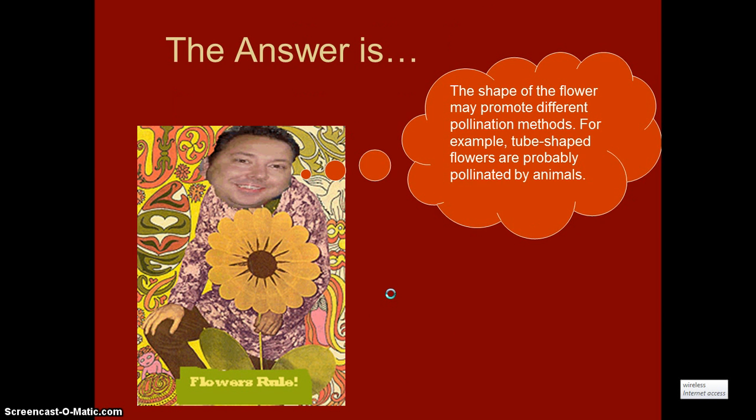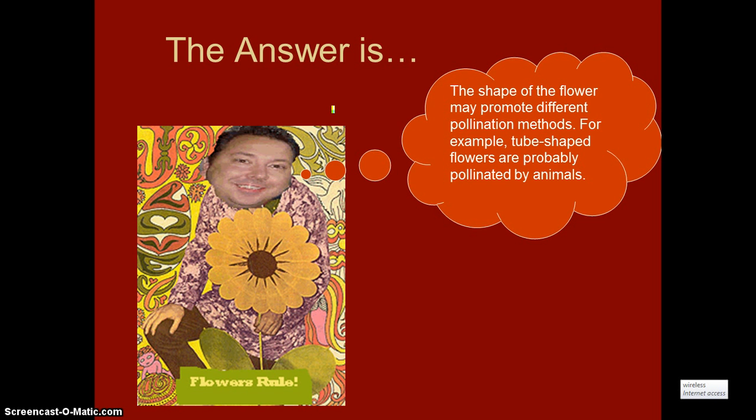Well, the answer is that the shape of the flower could promote different types of pollinator methods. The example here in the slide says tube-shaped flowers are probably pollinated by animals. Depending on the flower shape, maybe a hummingbird is best suited, or a honey bee. Sometimes some orchids fake wasps and other bugs to try to get pollinated.